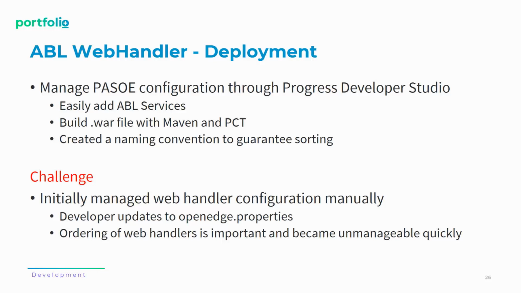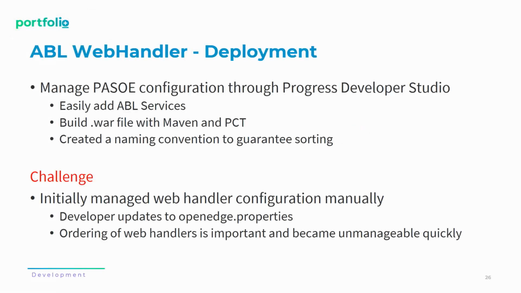But we ended up using PDS and the defined ABL services there, and that worked really well. And we just had to create a naming convention to help make sure they got sorted properly. But now it's part of our build process to generate that OpenEdge properties file. We don't maintain it ourselves anymore. And it's really easy. So I would encourage you, look at the tools, look at what they can do for you, and try to plan that stuff ahead. This one set us back at some point.